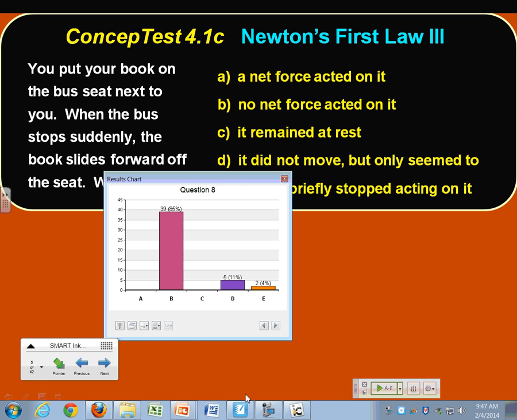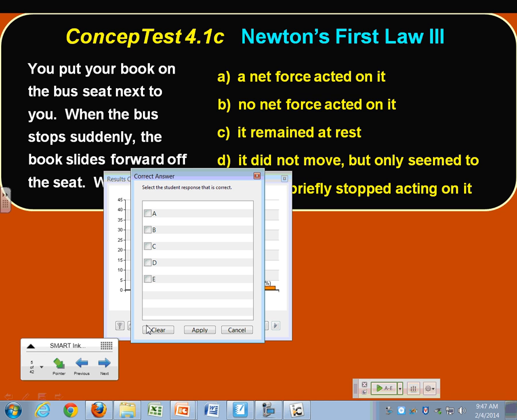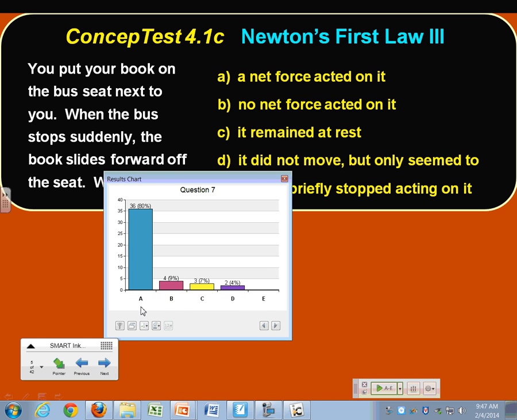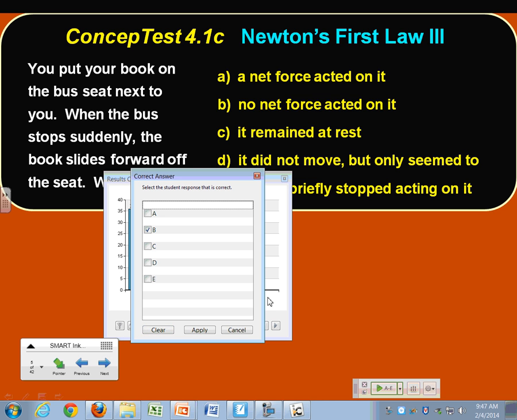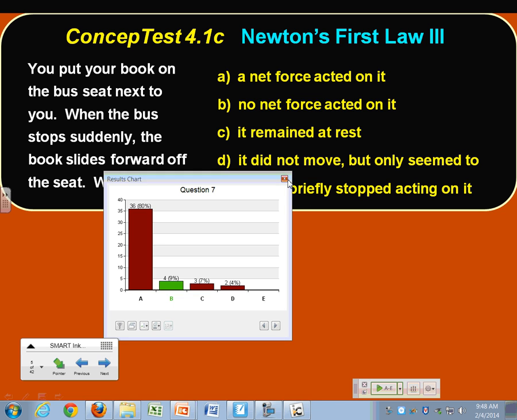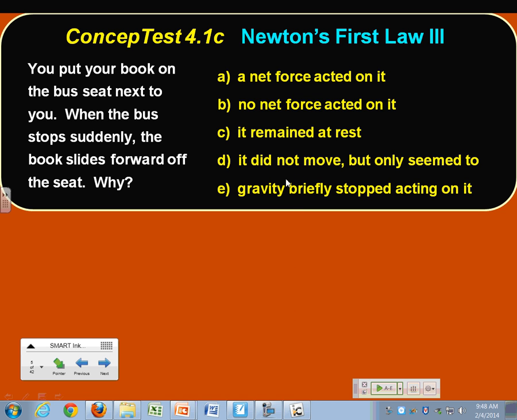Okay, B is the right answer. Did I coach you into that, or do you understand? This goes back to the difference between Newtonian versus Aristotelian physics. A was the incorrect law of motion.